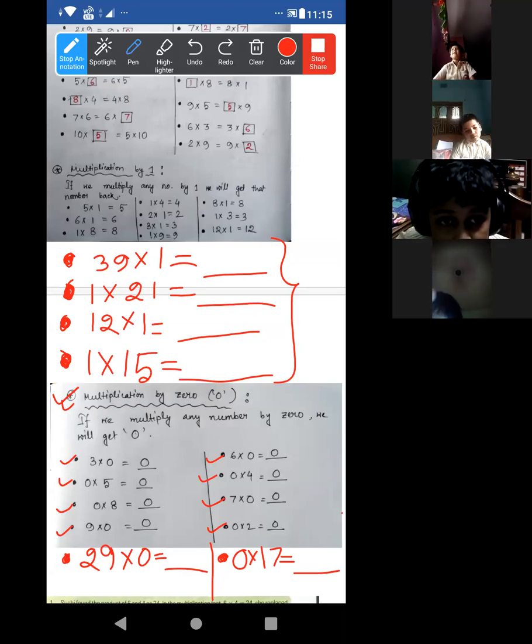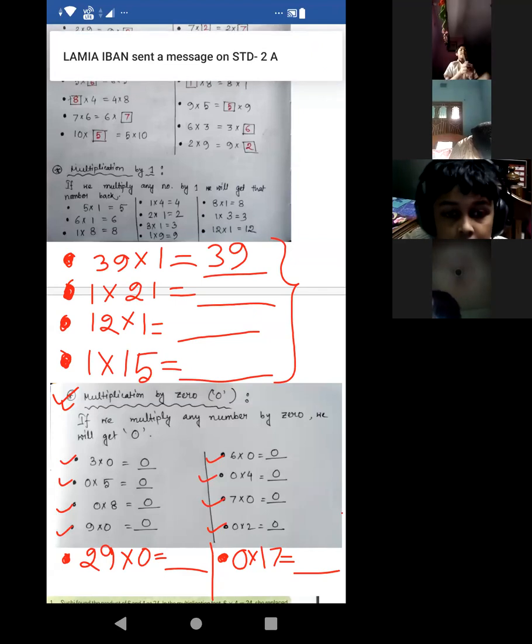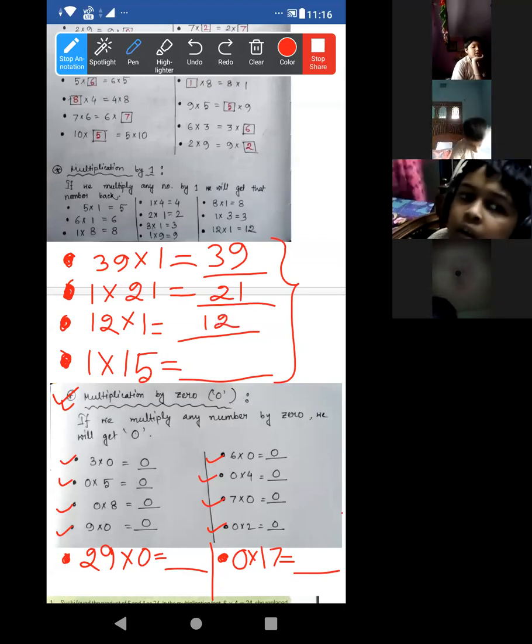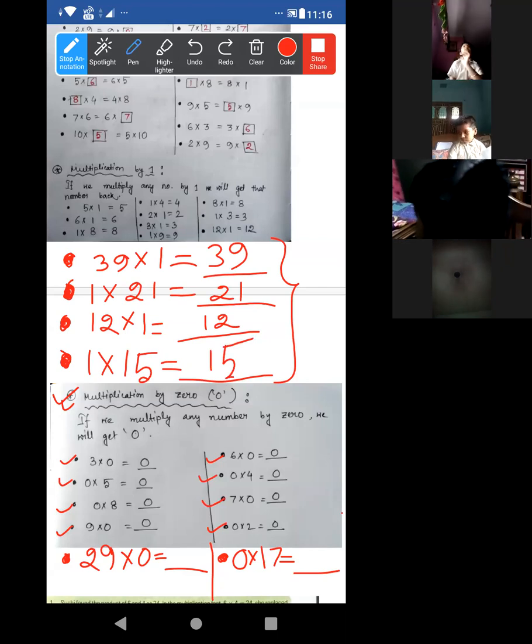39 into 1, it will be 39. That number will be back. Yes, 1 will vanish. Now 1 into 21, 21 will be there. Third one, 12 into 1 is 12. Fourth one, 1 into 15 is equal to 15.